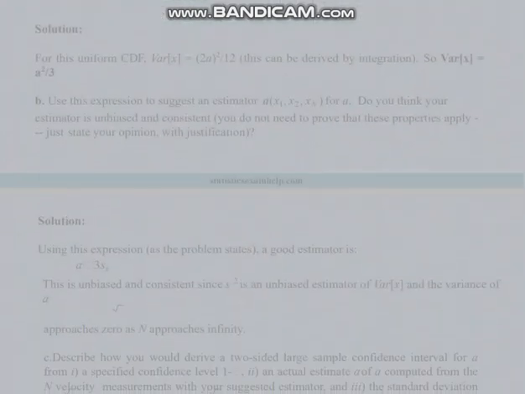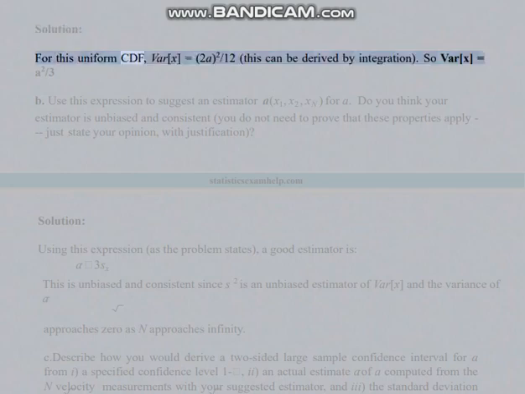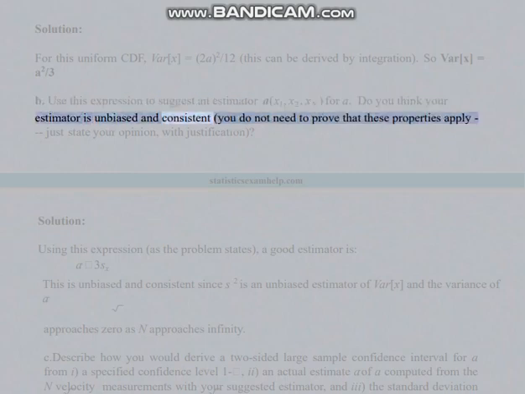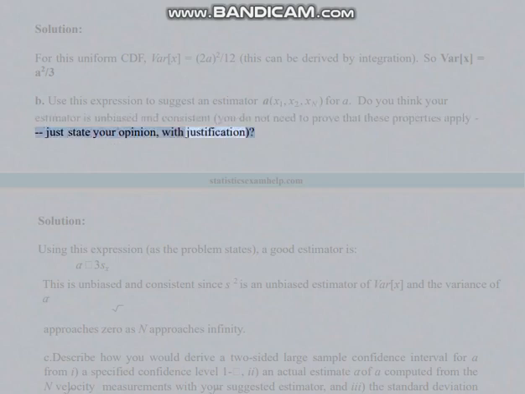A. Derive an expression that relates the variance of x to the parameter a. Solution. For this uniform CDF, Var x equals (2a) squared over 12, this can be derived by integration. So Var x equals a squared over 3. B. Use this expression to suggest an estimator a hat of x1, x2, through xn for a. Do you think your estimator is unbiased and consistent? You do not need to prove that these properties apply, just state your opinion, with justification.